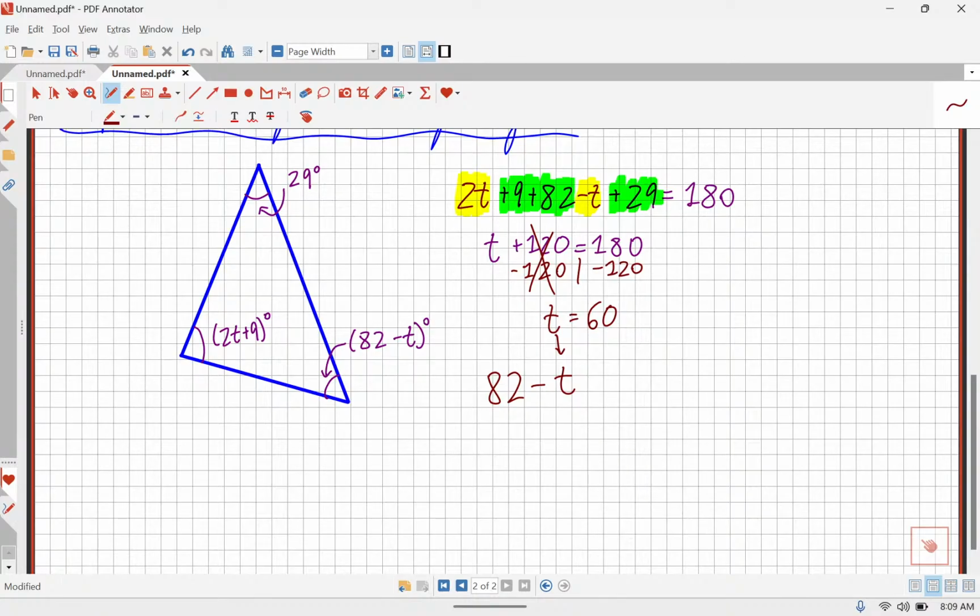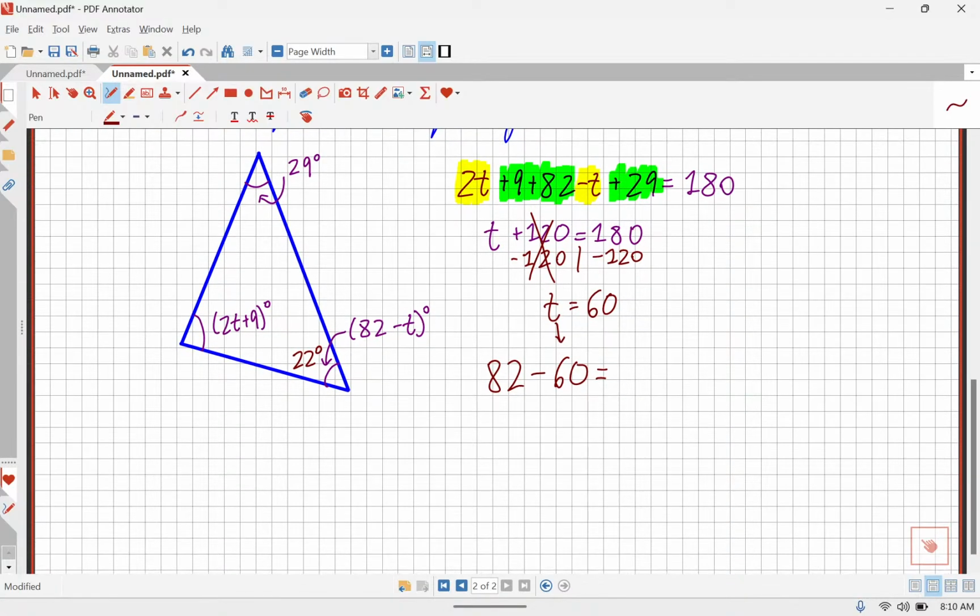Oh, okay. Isabel, we did all that work to find out that t is equal to 60. So I can actually erase t and replace it with what it is. What did we find out it was? 60. So I can just erase that t and replace it with 60. Will you punch that in your calculator? 82 minus 60? That means this angle is 22 degrees. That means that that angle is 22 degrees.